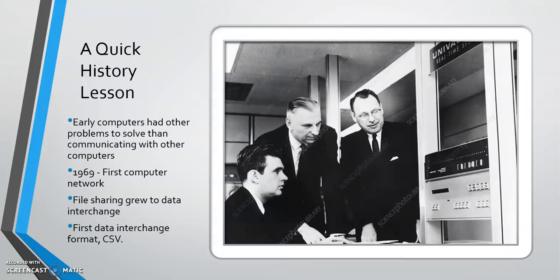One of the very first data interchange formats is something that we know now as comma separated values, or CSV for short. This is very simple. Data is written as plain text, and each data field is separated by a comma.